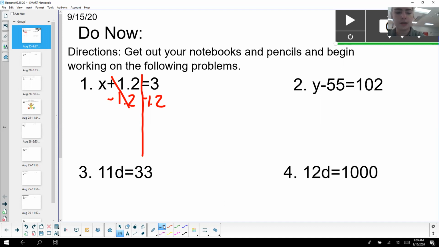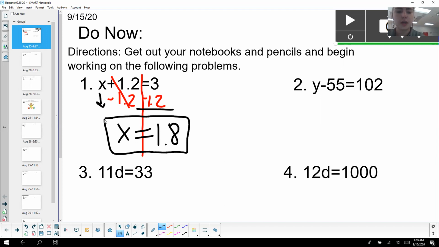And then I'm going to rewrite. I'm going to have x, because I'm just bringing that x down. x equals, and then I've got 3 minus 1.2, which is going to give me 1.8. I always like to box in my work just so we can stay nice and organized. When we get into 2 steps and multi-step equations, it's going to be a little bit more messy. So make sure that we are being nice and organized when showing our work.